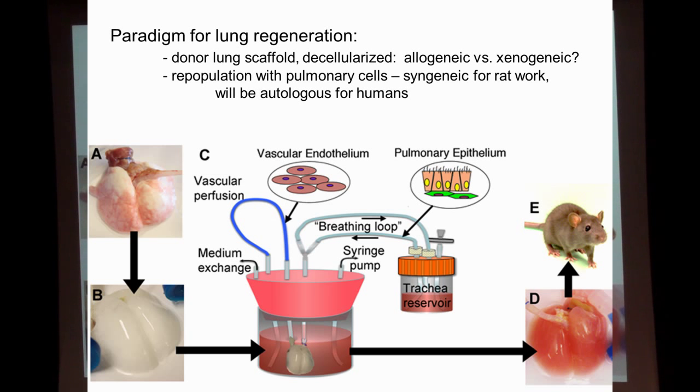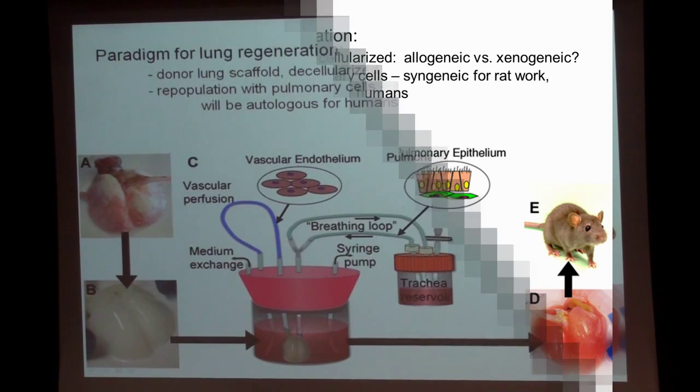So after mounting the decellularized scaffold in the bioreactor and maintaining this culture for a period of roughly 7 to 10 days, the organ is then removed, and it looks roughly like what you see in D. That organ can either be analyzed in vitro, or in some cases can be implanted in vivo into a syngeneic recipient. Next slide.